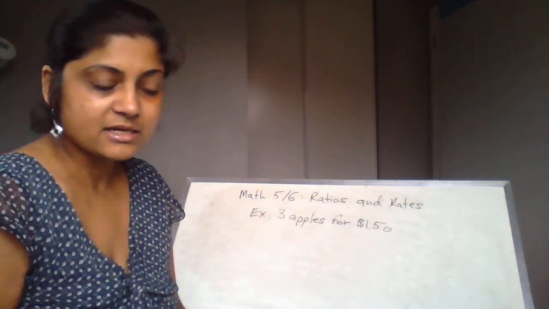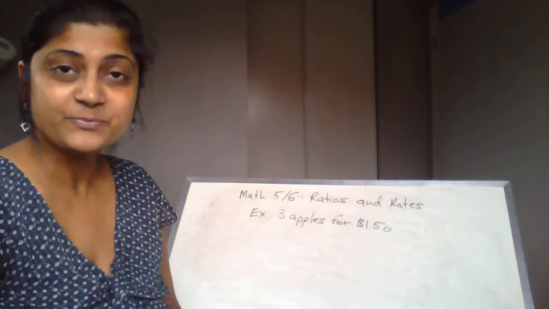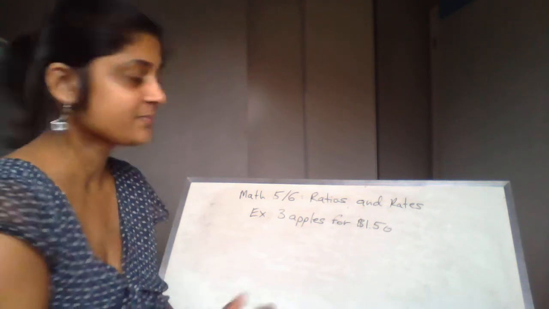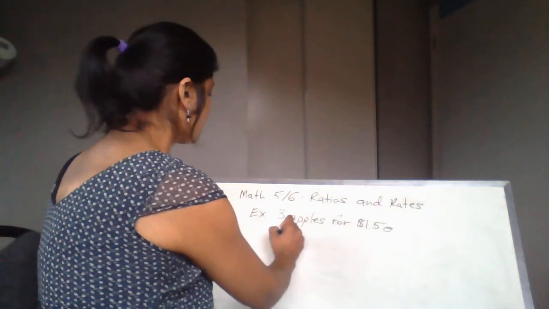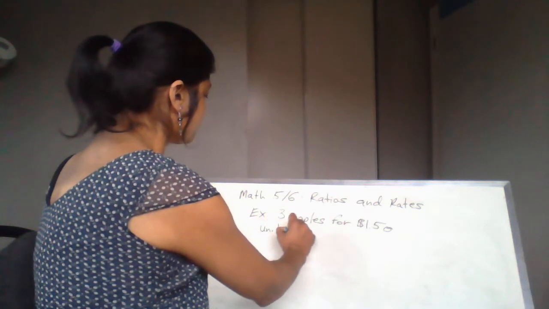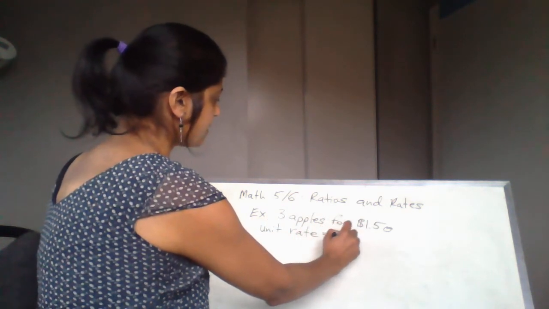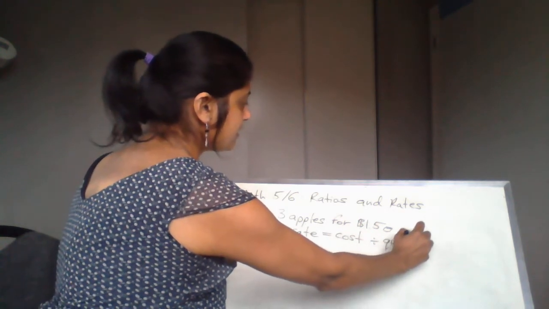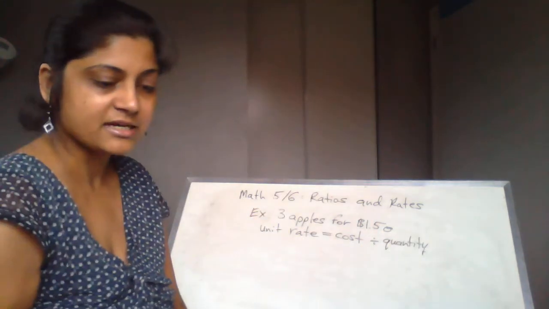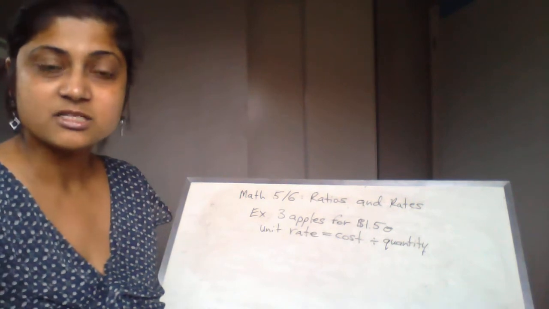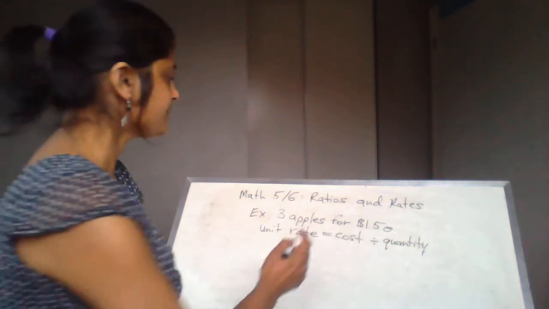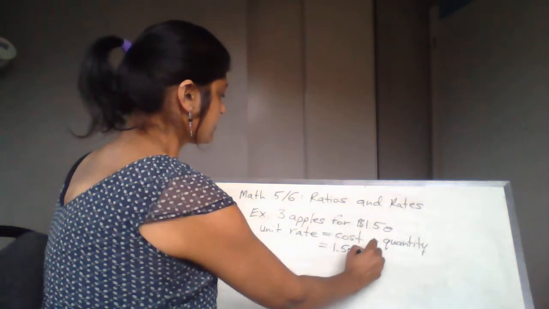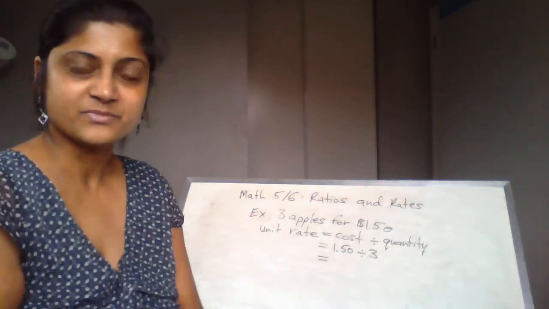Okay, now say I am looking for the unit rate here. The unit rate is always the cost divided by the quantity, okay? So maybe let's write that here. Unit rate equals the cost divided by the quantity of how many. So in this case, I am buying 3 apples. The cost of all 3 apples is $1.50. So what we're going to do is $1.50 divided by 3, okay?